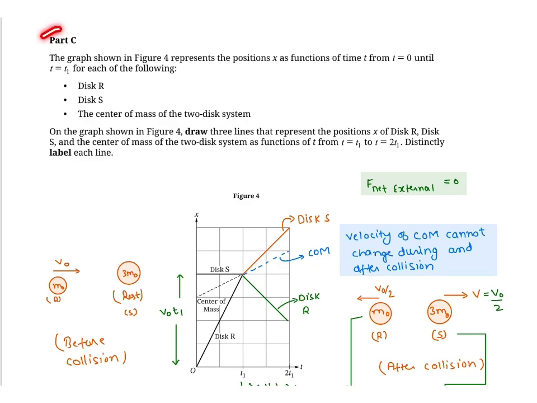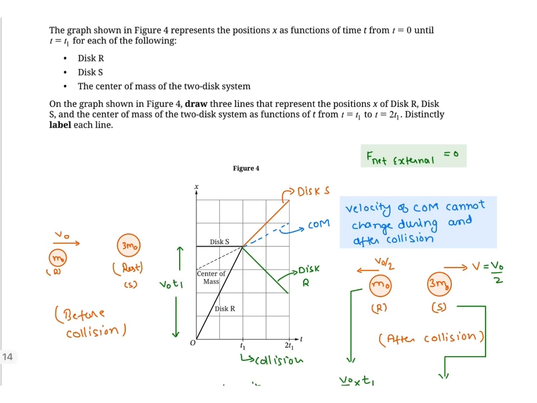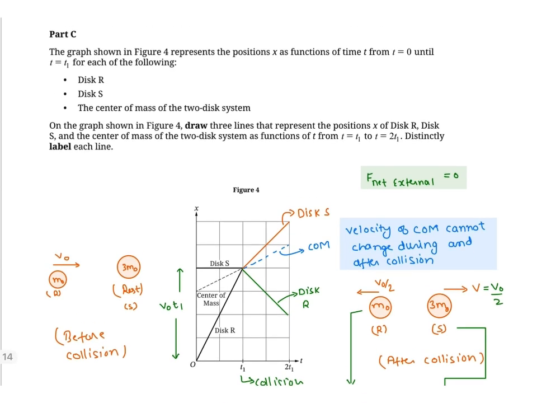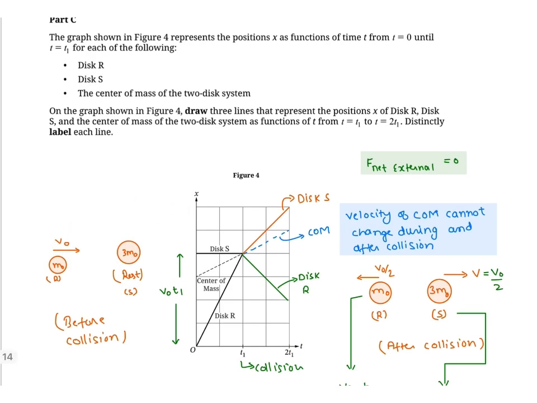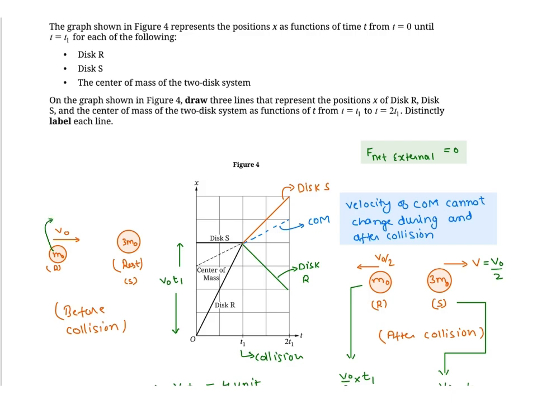Now let's see part C. In this part, a graph of the position of m naught, that is the x coordinate of m naught and the x coordinate of 3m naught, is plotted as a function of time. So we do know that collision takes place at time t is equal to t1. Initially, this m naught's x coordinate was given to be 0. So 0 comma 0, let it be the coordinate of this m naught at t is equal to 0.